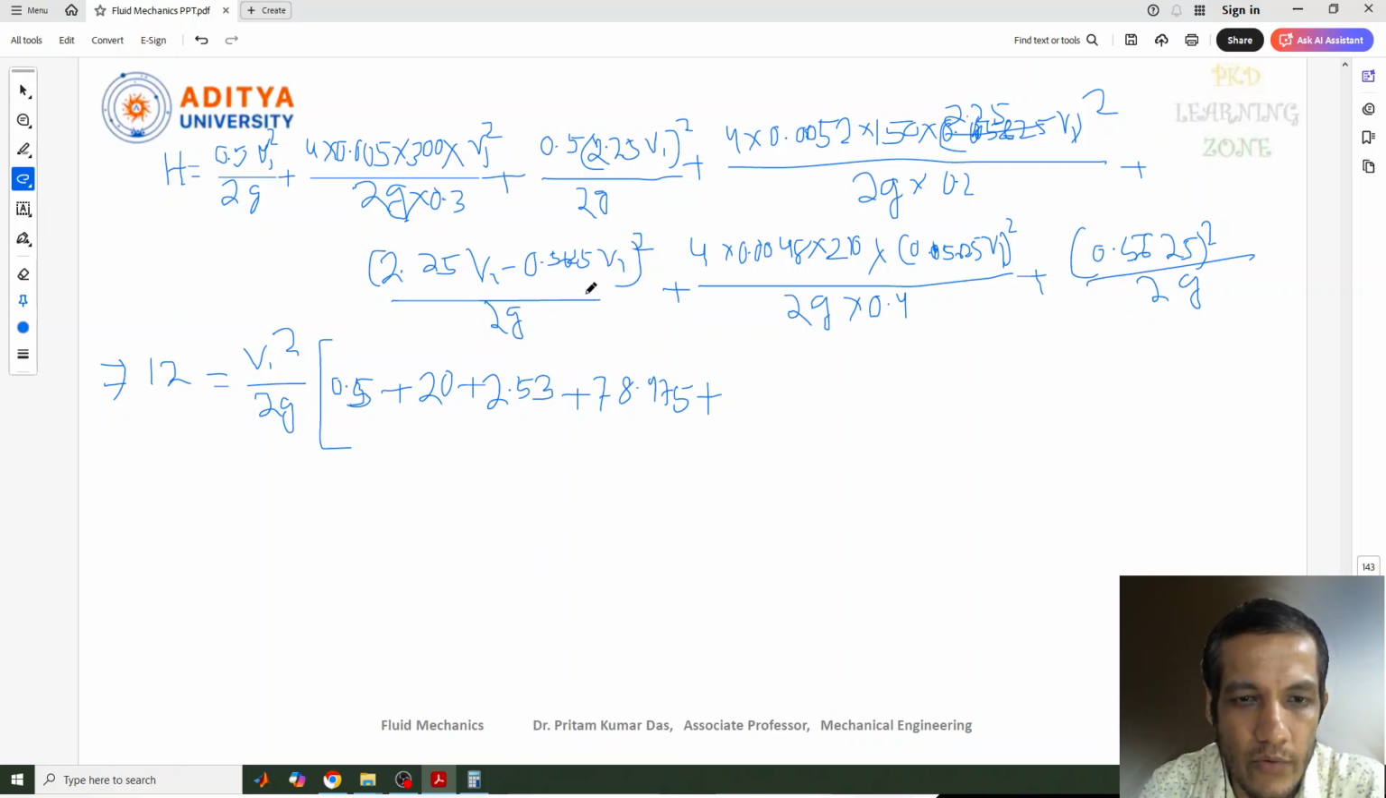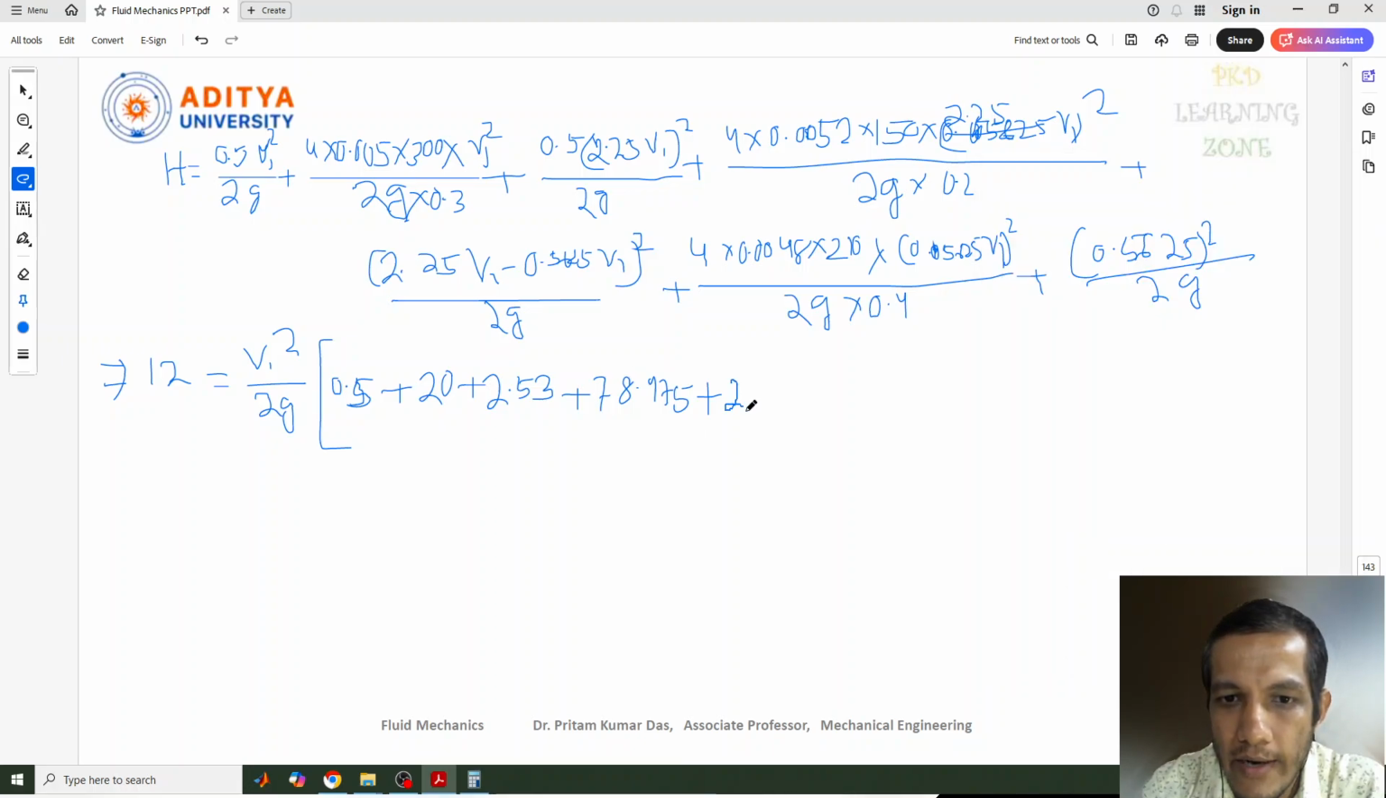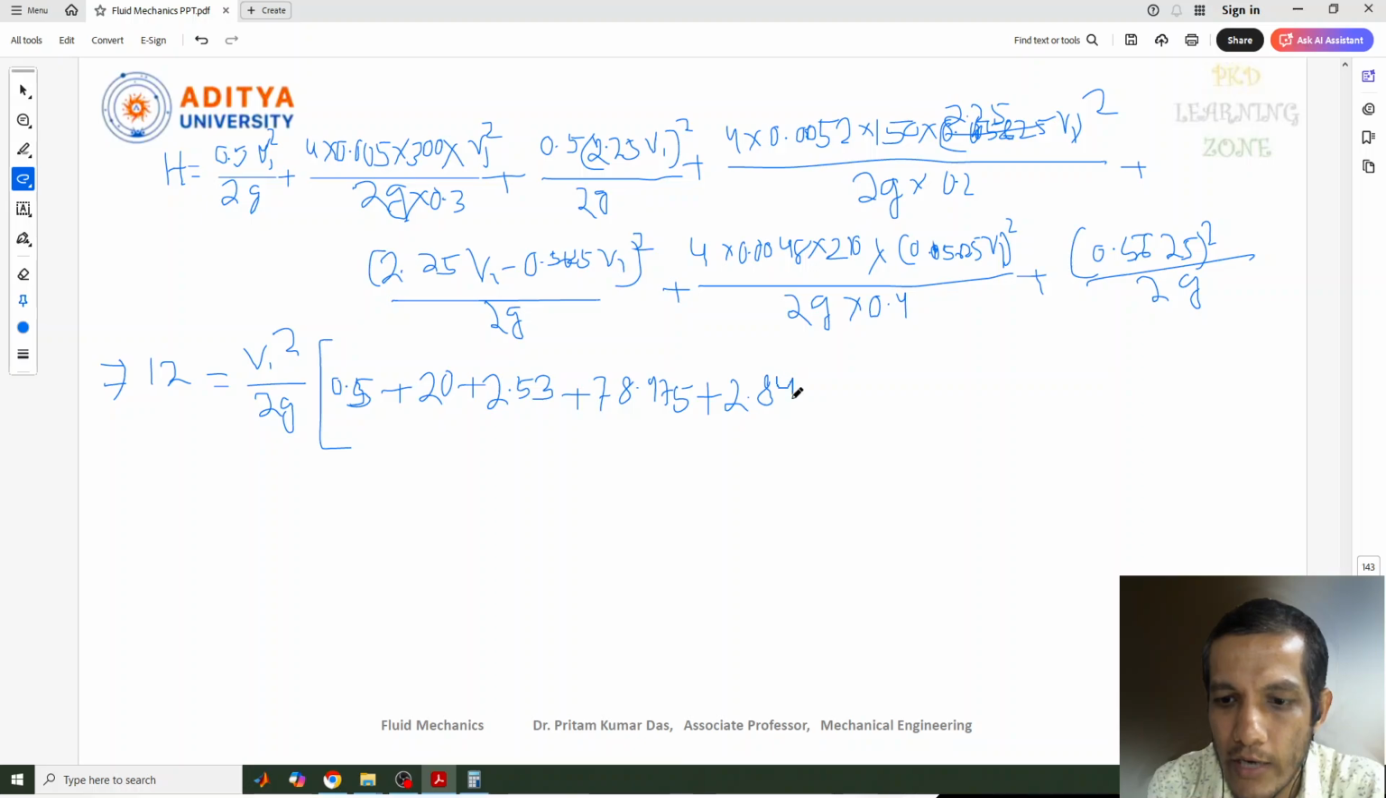Again next is this one. So this one again v1 square by 2g we have taken common. So v1 square by 2g, if it's gone, then remaining how much will be there? This value minus this one square. So that means 2.25 minus 0.5625, this much square, 2.838. So you can write the same thing, 2.838. Yeah, so you can write just 2.84.